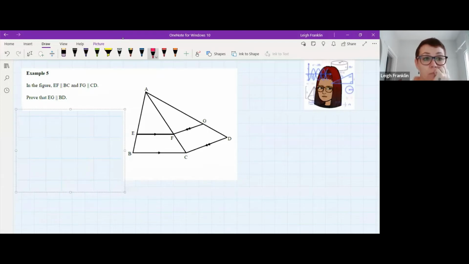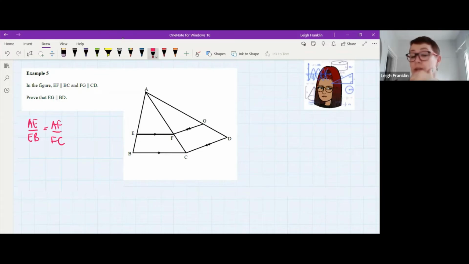Ma'am, I think we can say AE over EB is equal to AF over FC. And what would your reason for that be? Lines parallel to one side of a triangle, I think. Oh, okay, you can say that, absolutely. So line parallel to one side of triangle, or you can say proportionality intercept theorem, right? If you do say proportionality intercept theorem, you have to name the parallel lines. So EF parallel to BC, otherwise they're going to nail you with that. Okay, that's a great starting point.